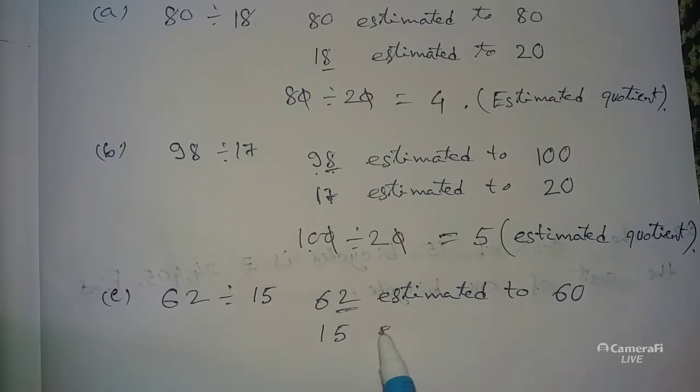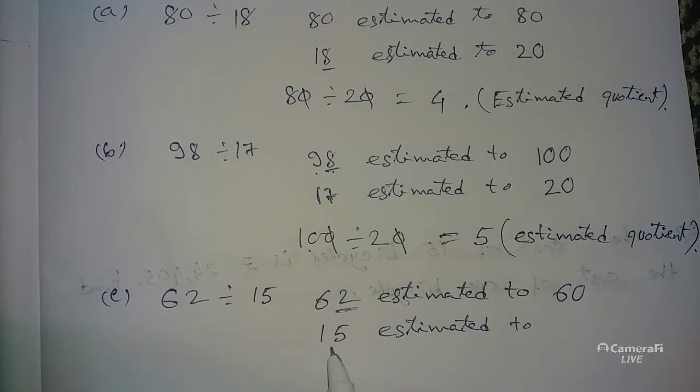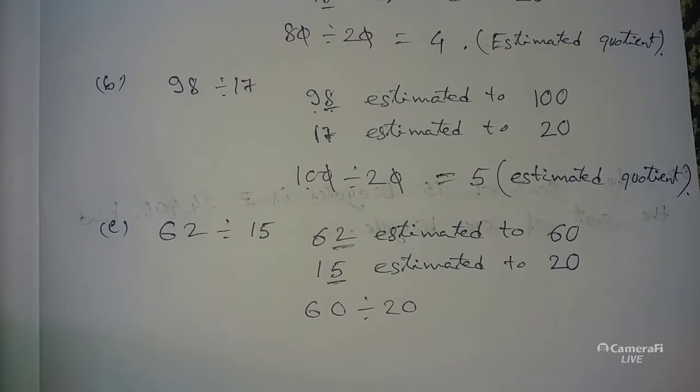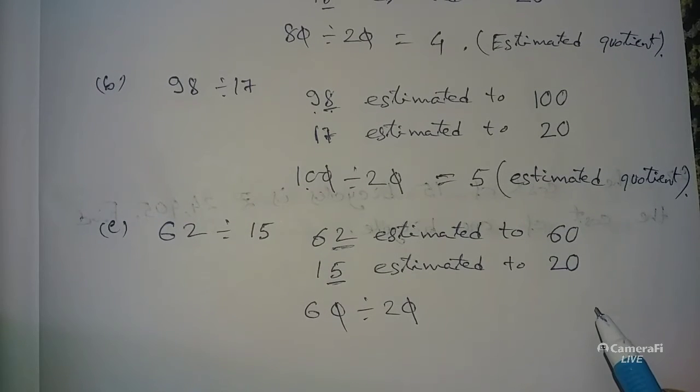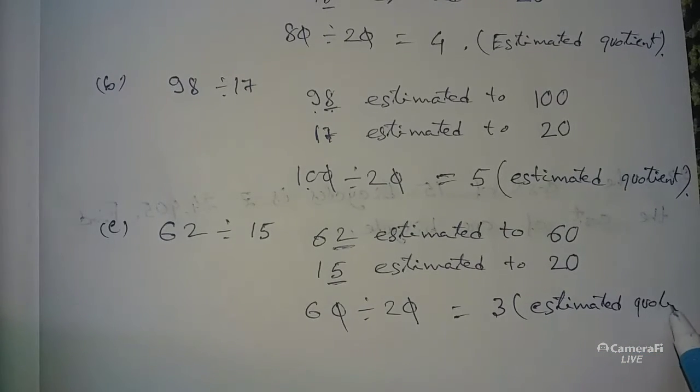Now 15 is estimated to... here the 10 place digit is 1, the 1 place digit is 5, exactly 5. So the 10 place digit will increase by 1, so 1 becomes 2, another digit 0. So the problem now becomes 60 divided by 20. Cut the zeros from the right. 6 divided by 2 is 3. This is the estimated quotient.